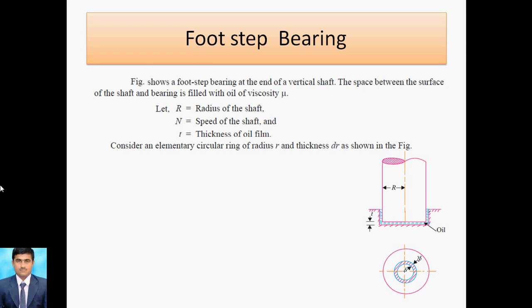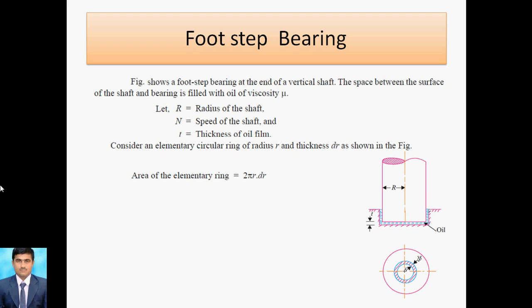As already mentioned, this circular ring is there with radius r and thickness dr. We are assuming that is the thickness. Now we move to the area. We already discussed that this is the area of an elementary ring, which is 2 pi r into dr.